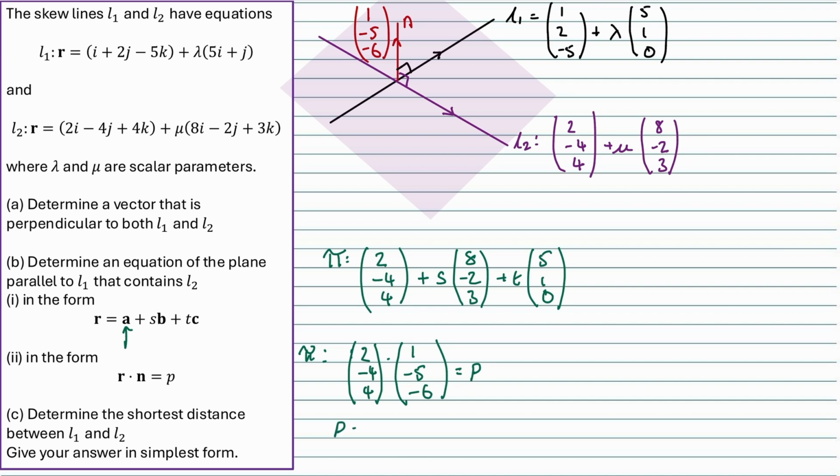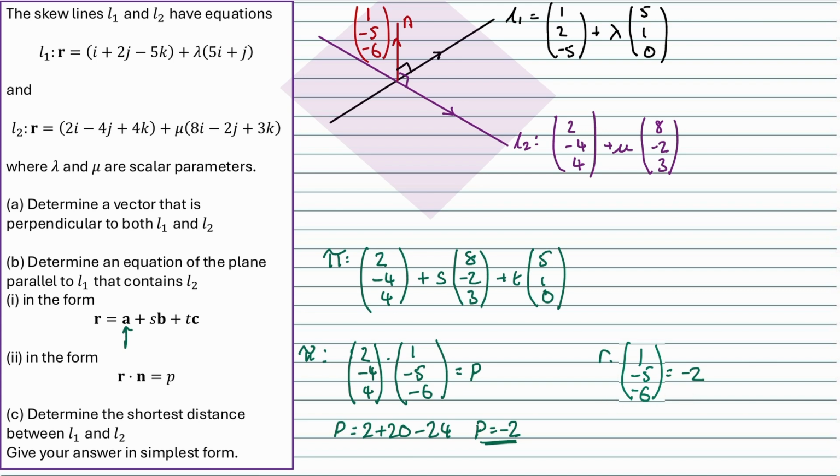So p will be 2, -4 times -5 will give us +20, and 4 times -6 will give us -24. So p will equal -2. So the scalar product form will be r dotted with the normal vector, and that will give us the constant -2. Okay, so that's part B, the parametric form and the scalar product form.